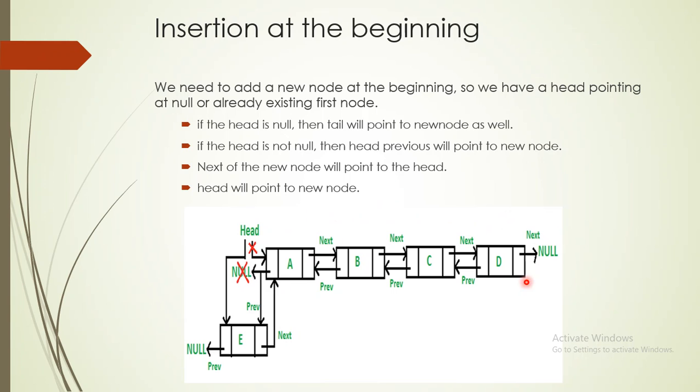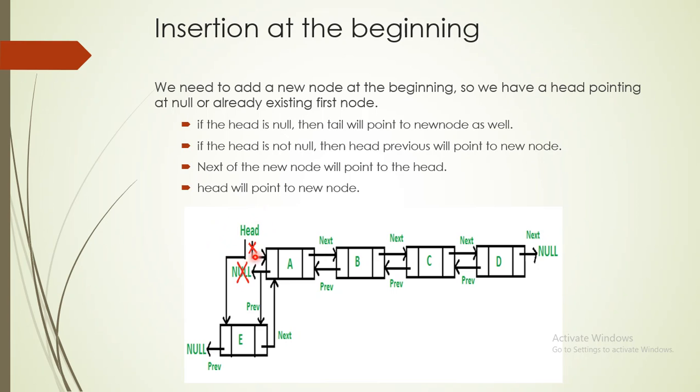We are already having a doubly linked list, and we will be creating a new node which I want to add at the first index, basically at the zeroth index, at the starting of the doubly linked list. So how can I do that? First of all, I need to check if my head is null, that is, it is not pointing to any node. Then my head as well as tail will point to the new node. That's it.